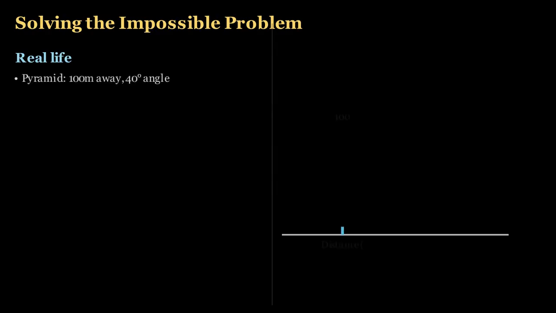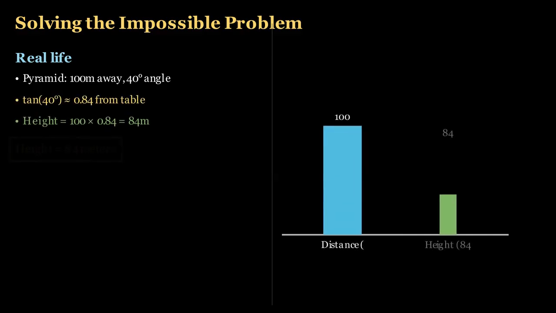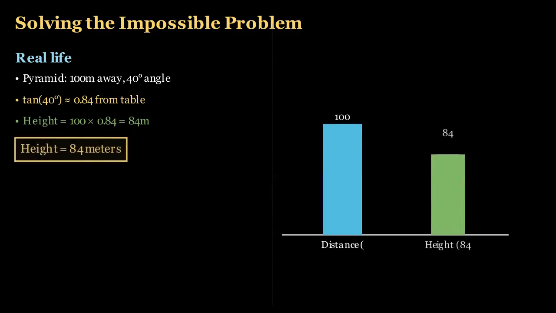You walk 100 meters from its base. Your angle measuring tool shows the peak at 40 degrees. You look up the tangent of 40 degrees in a trigonometric table, it's about 0.84. Multiply 100 times 0.84 equals 84 meters.